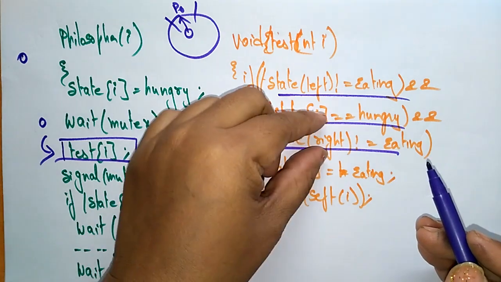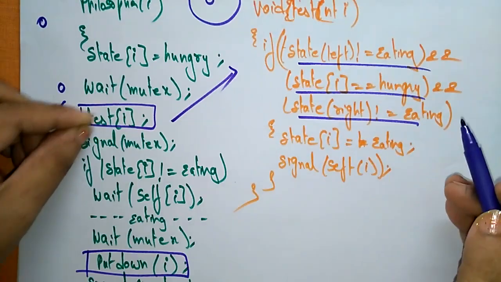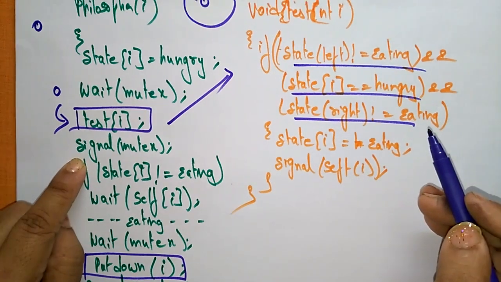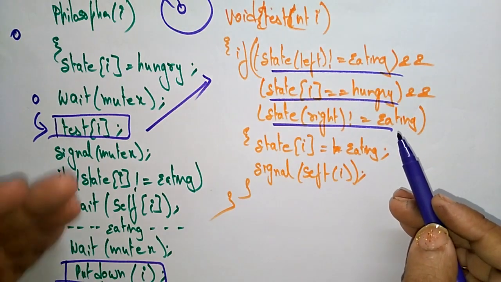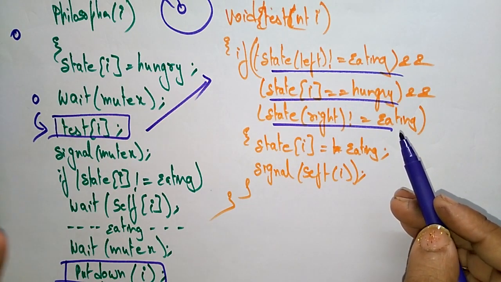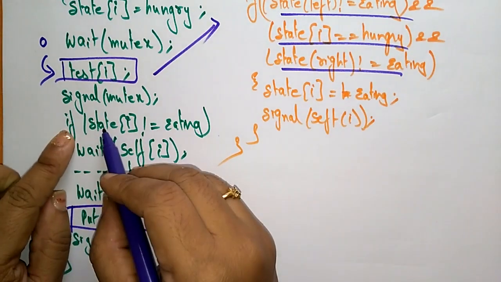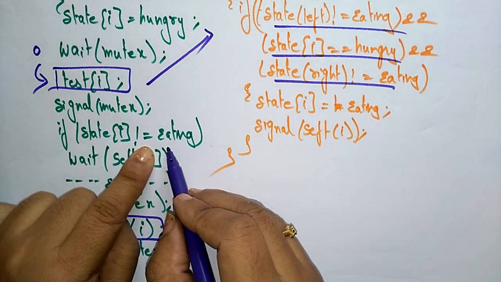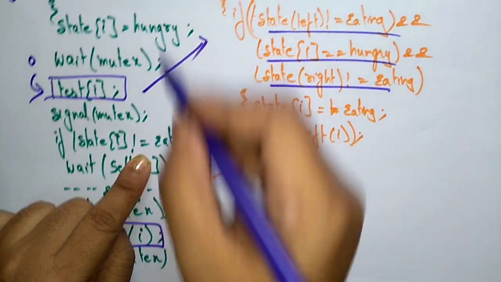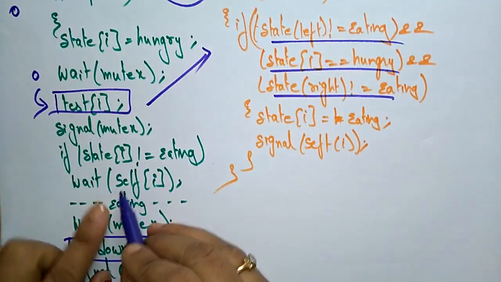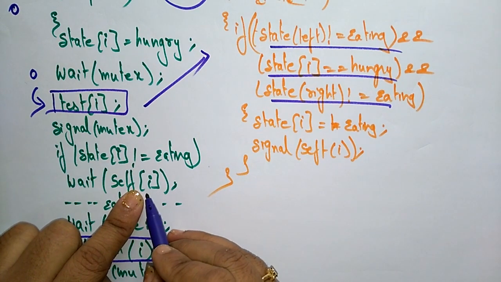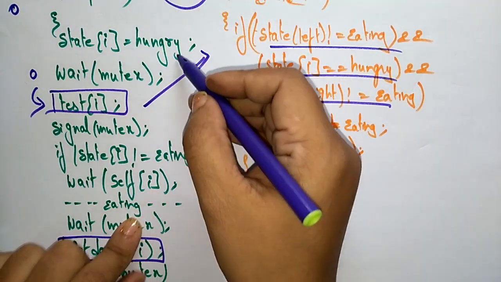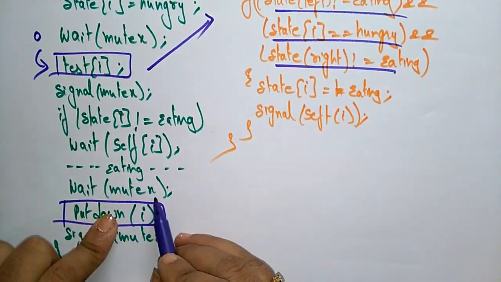If any one of the conditions is not satisfied, it doesn't go to this test, it fails and goes to the next signal, next mutex. It increments the mutex value and checks for the next. So now it is going for the next. If state[i], that is 0, is not eating, so P0 is not eating, wait(self[i]). Self[i] means self[0], that is 0. He has eating. And wait(mutex).